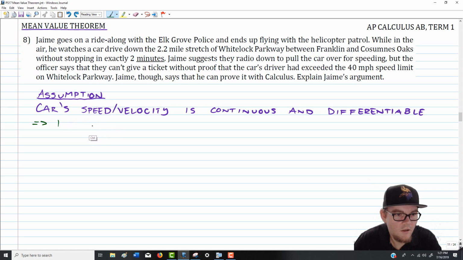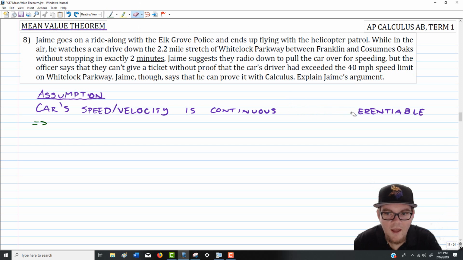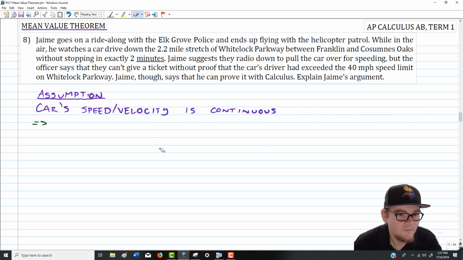What am I trying to do here? Oh, shoot. Okay, gotcha. I started this wrong. I'm just going to start this problem again. No, I'm just going to do it right now. Who cares? So we're assuming that the car's speed and velocity is continuous.